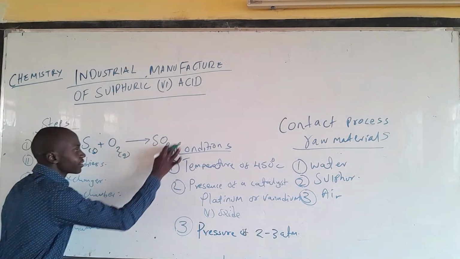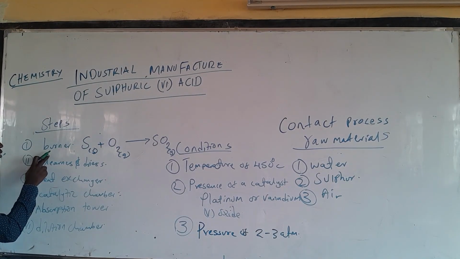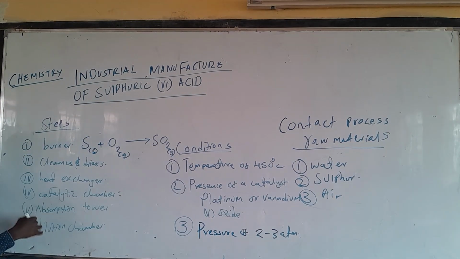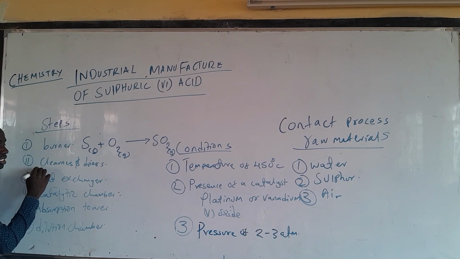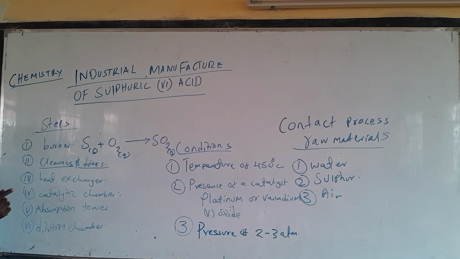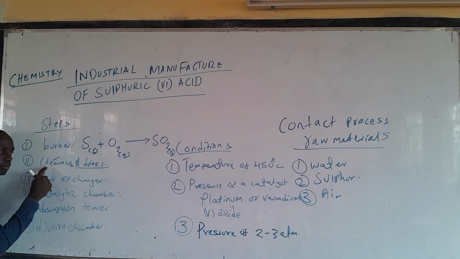Now, after production of sulfur 4 oxide from the burner, the gas, which is sulfur 4 oxide, with air, is then pumped to the next chamber, which is the cleaners and the dryers. In the cleaners and the dryers, the mixture of sulfur 4 oxide and air is purified. So purification in this stage proceeds in this manner. In the cleaners, dust particles are removed from the mixture through electrostatic precipitation.